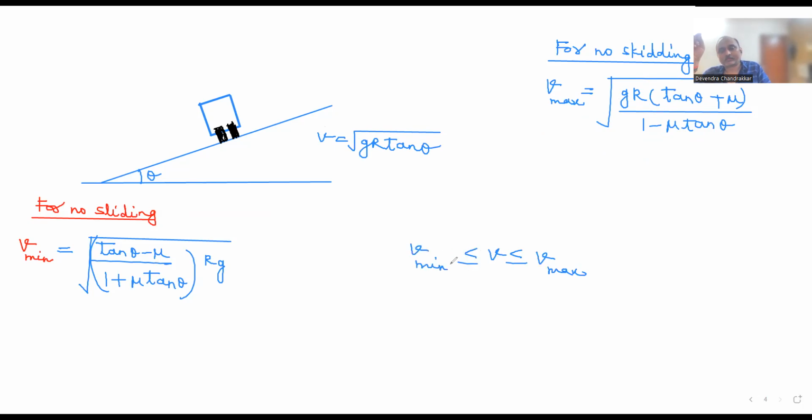Check, yes or no? Check karo, haan ya na? In the numerator there is tan theta minus mu into root of Rg. So this is less than V and this is greater than V. Got it or not, all of you? Yes, sir. Please remember these data. These are very important.